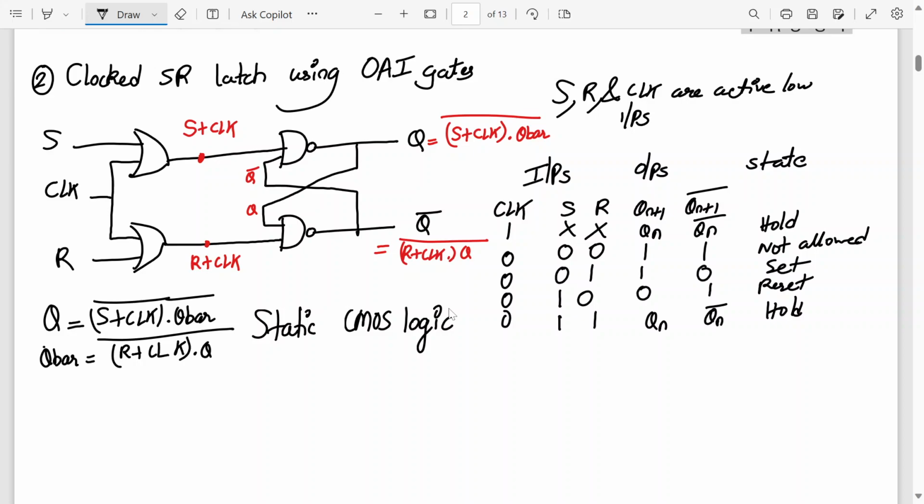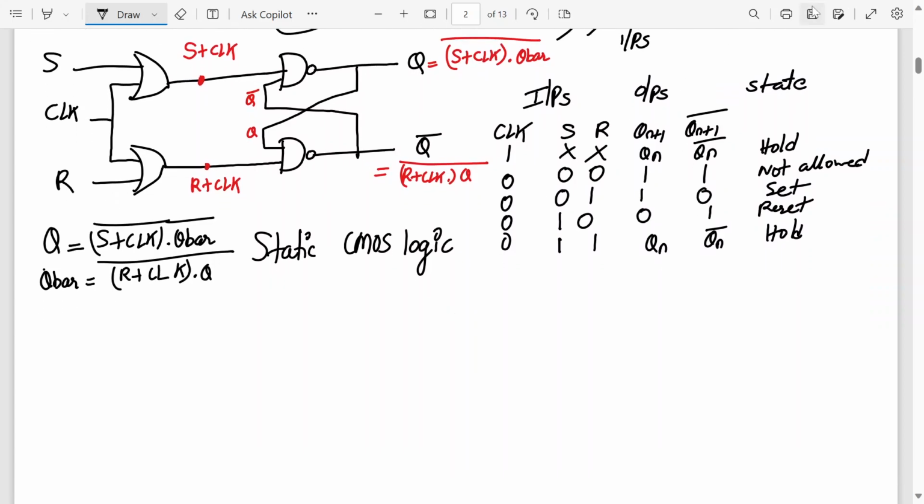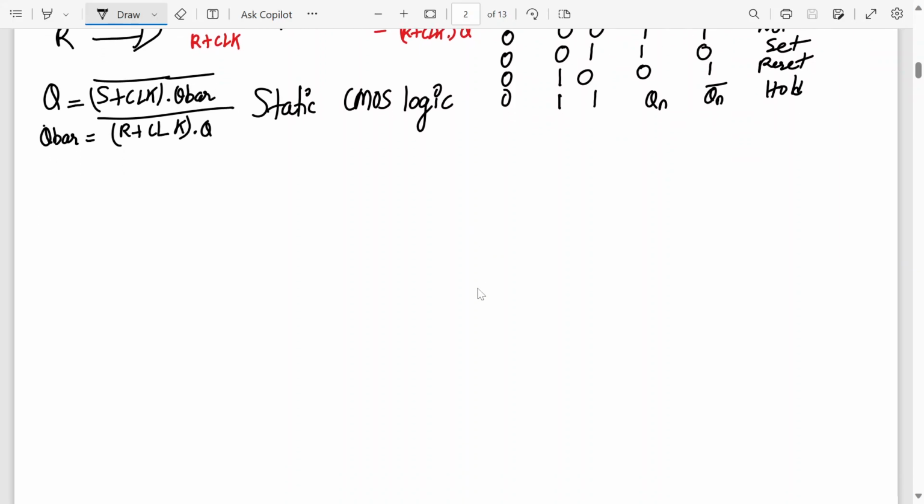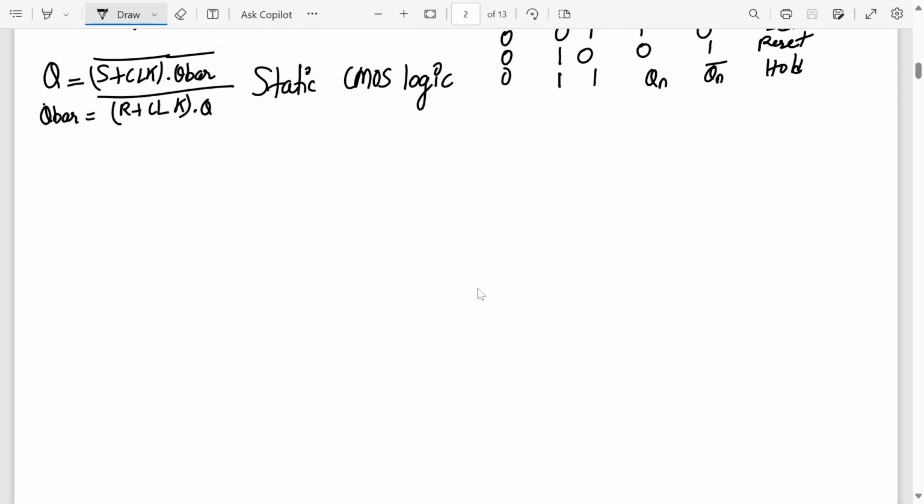Yeah, so sorry for the delay. So let's continue with the design. You all have completed it? Yes, sir. Okay, let's verify the design quickly. So here we have S plus clock dot Q bar. So we'll implement the first logic. Here the NMOS network will be two NMOS transistors in parallel with input S and clock, in series with Q bar. So let's draw.